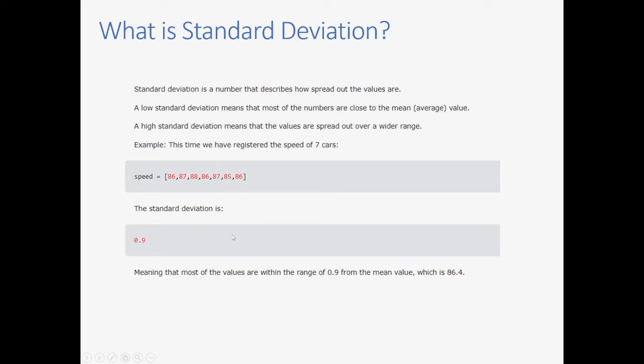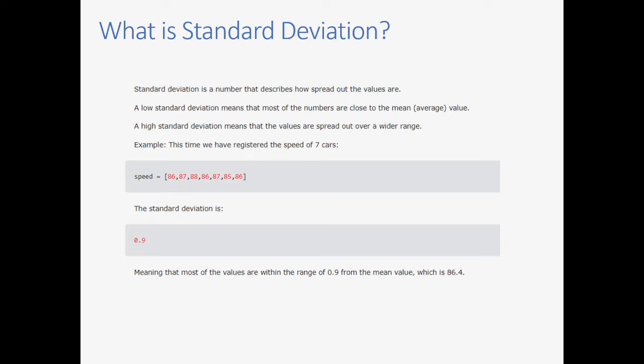What is standard deviation? Standard deviation is a number that describes how spread out the values are. A low standard deviation means that most of the numbers are close to the mean, or the average value. And a high standard deviation means that the values are spread out over a wide range.